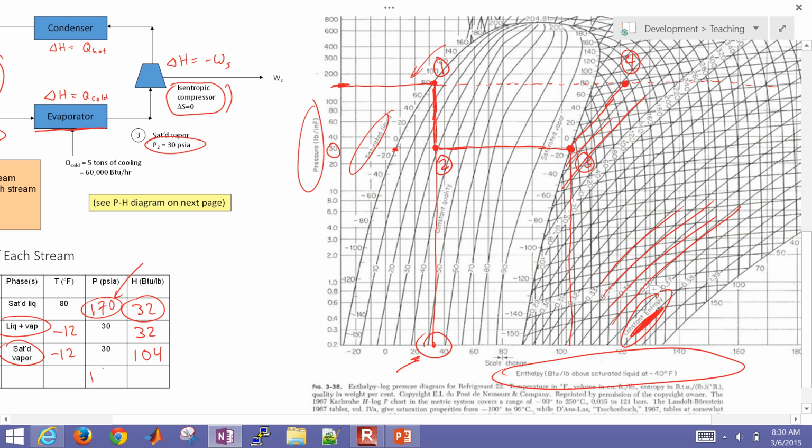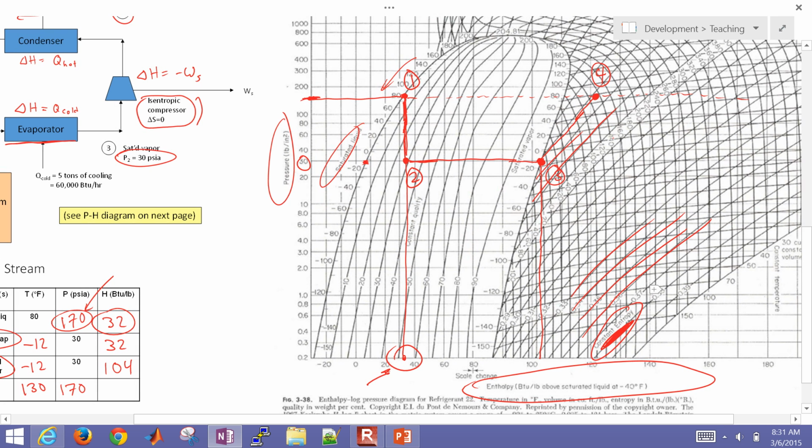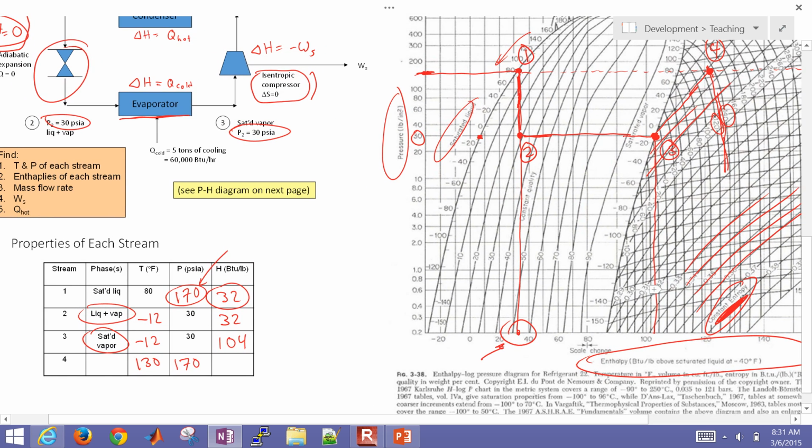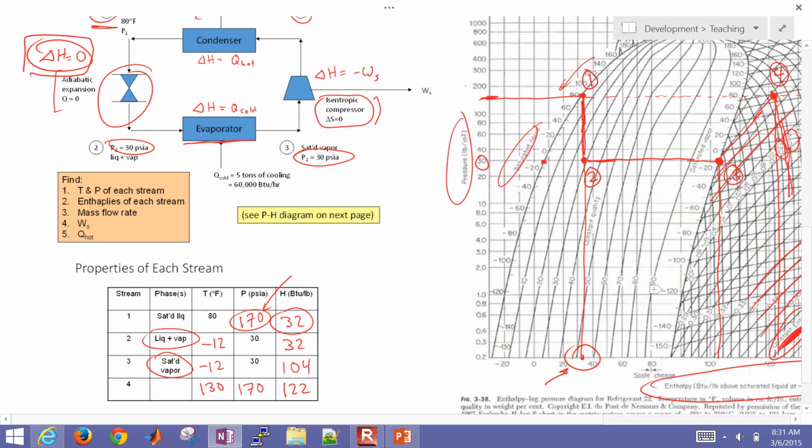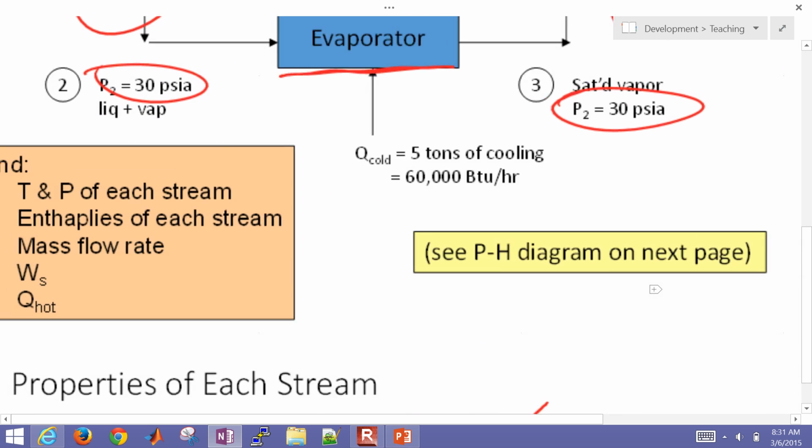So that's going to be 170 on the pressure. The temperature, that is going to be 130 degrees Fahrenheit. Okay, so if we look, here's 140, here's 120, so it's just right in the middle of those two. So that's about 130 degrees Fahrenheit. And then if I trace down as well to get my enthalpy, then that's going to be 122 for my enthalpy. Okay, so we have the temperatures and pressures of each stream.